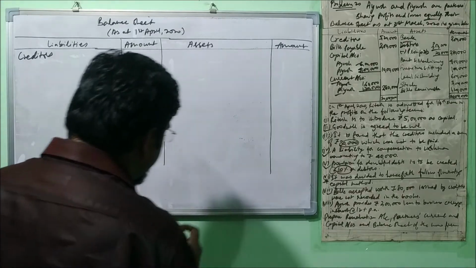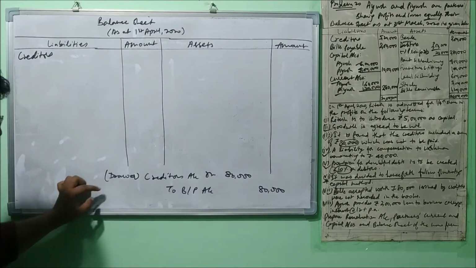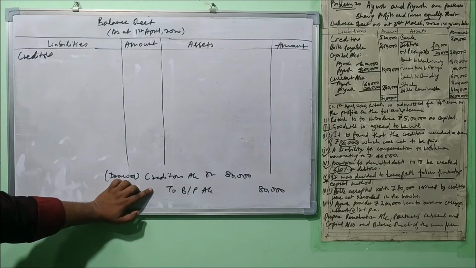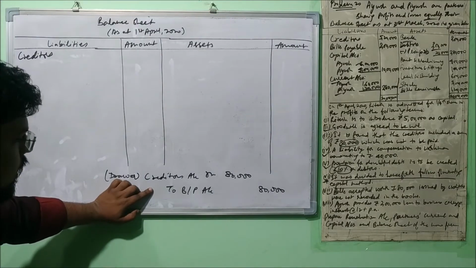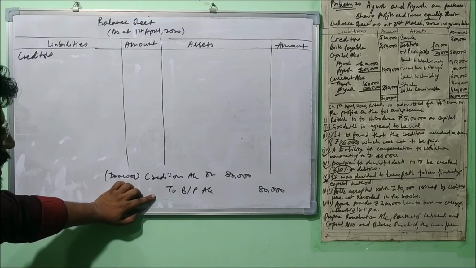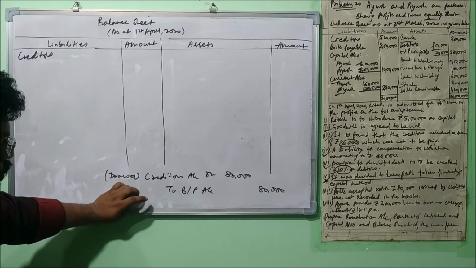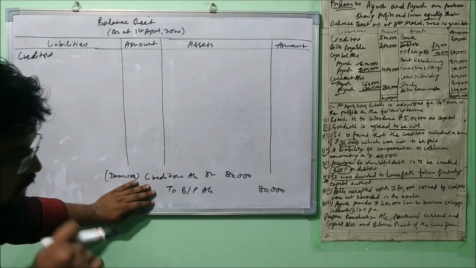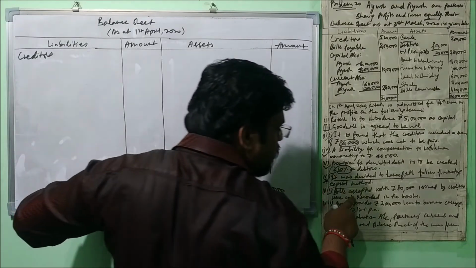And for that, what entry we pass? Have a look here. Drawer, or we can call it creditors, the one to whom we have to make payment, to bills payable account, because we have given the acceptance, right? 80,000. Now you see properly in this entry, there is no relation with the revaluation account. And what does the question say? The question says that it was not recorded.